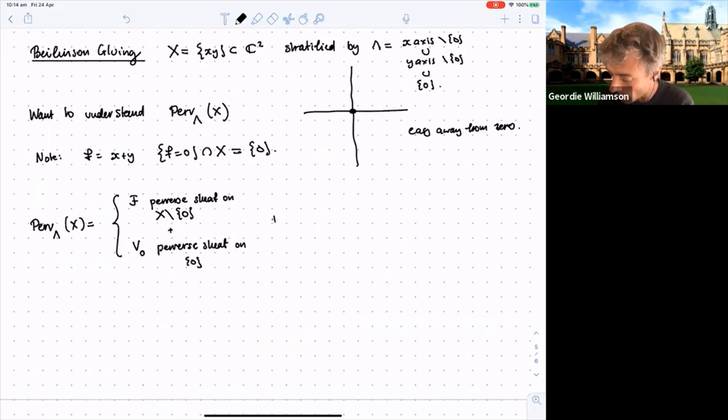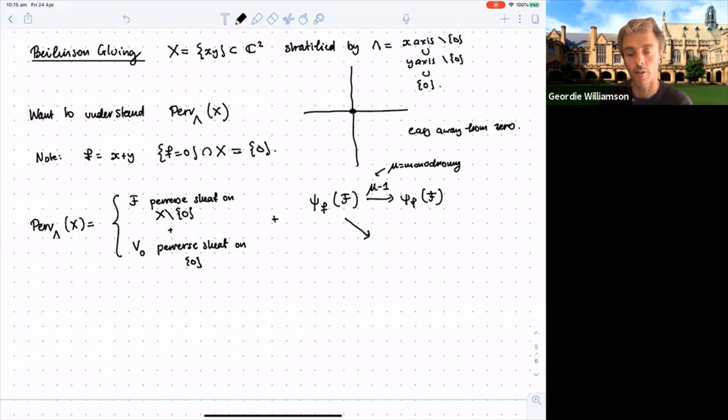So these are our pieces, and now we need the glue, and the glue is a map from the nearby cycles of f. So we consider the nearby cycles of f together with its monodromy endomorphism, and we take the monodromy endomorphism minus one, so mu is the monodromy. And we want a factorization. So this nearby cycles, remember, is a sheaf on the zero set of f. So it's just a vector space. And we have a factorization like this.